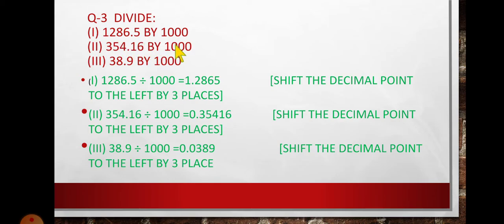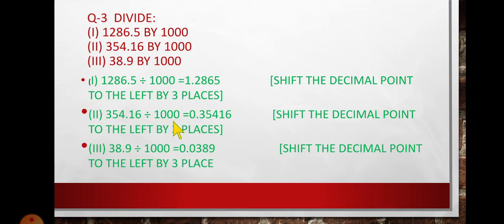Question number 3, divide 1286.5 by 1000. By 1000 we divide, there are 3 zeros, so we shift this decimal to the left side, this left hand side, and how many places? 3. So 1, 2, 3. It means we insert our decimal after 1. So finally our answer is 1.2865. Similarly we will do another one also.